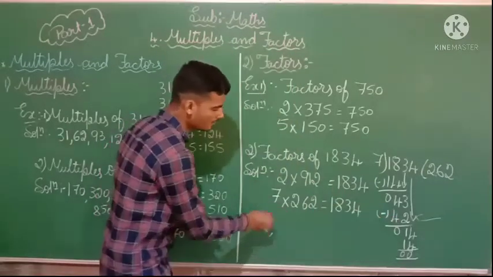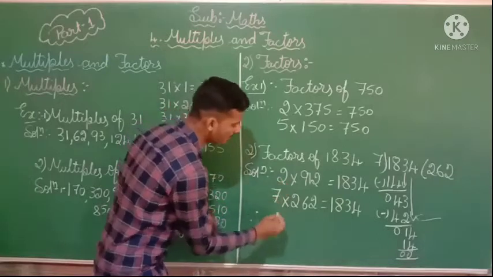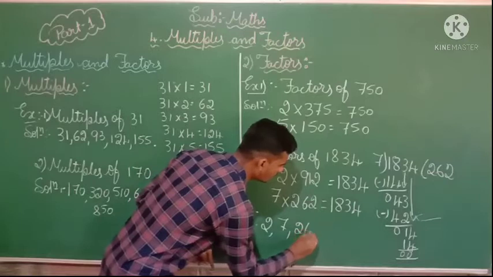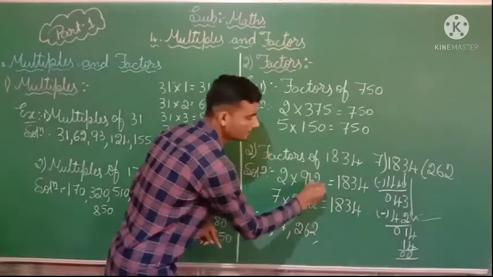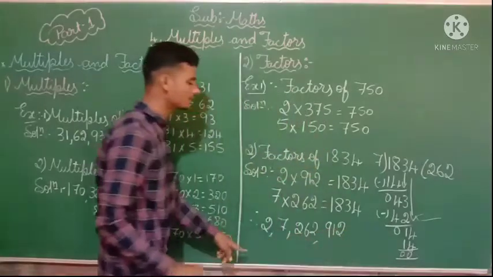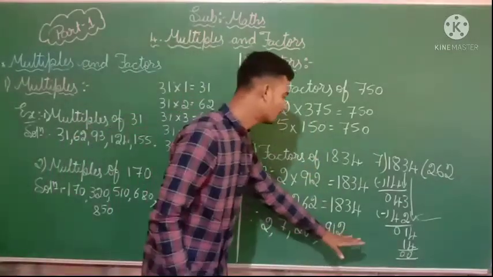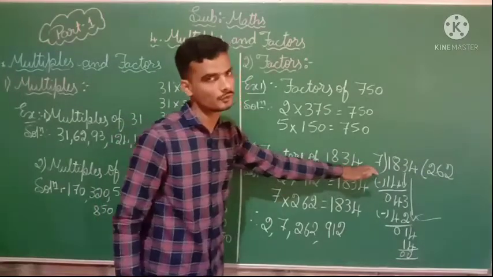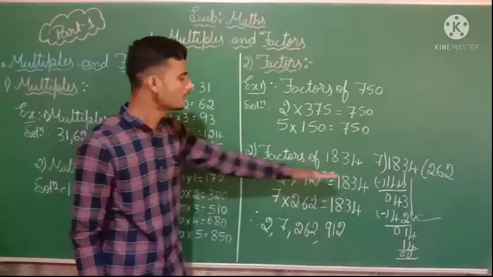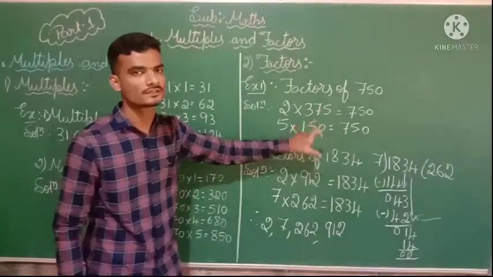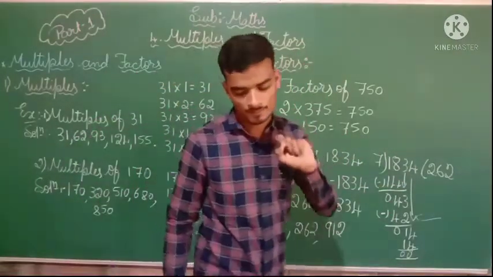Now what are the factors? 2, then 7, comma 262, comma 912. These are the 4 factors we found for the number 1834. Okay, dear students, by using these steps you want to find the factors for the given number.